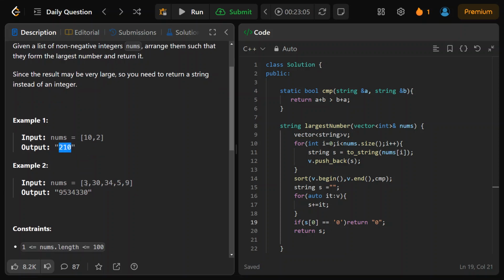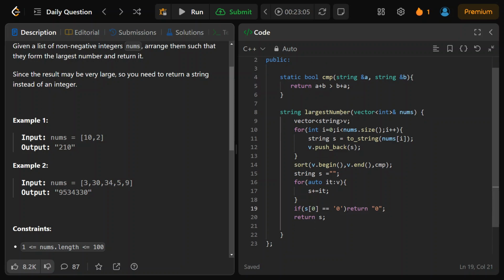Here we have 3, 30, 34, 5 and 9. If I concatenate these values in such a way that 9 comes first, then 5, then 34, then 3, and then 30, this will give us the maximum answer. As we have to return these values in string format, I can make another vector where I will store all these values in string format. Here I have taken this string vector. I am traversing through this nums vector, converting each nums[i] value into a string, and storing it in this v vector. So this v vector contains all these values but in string format.